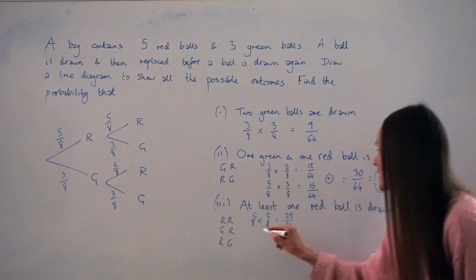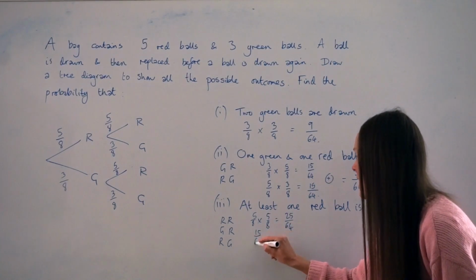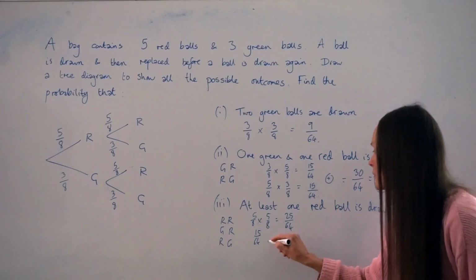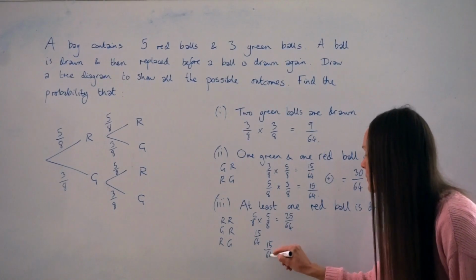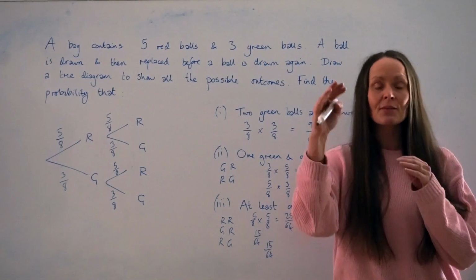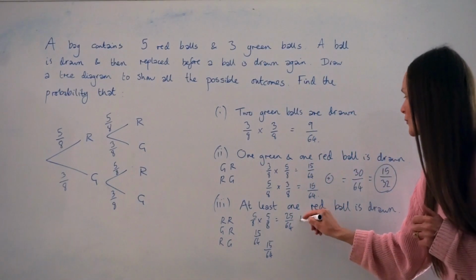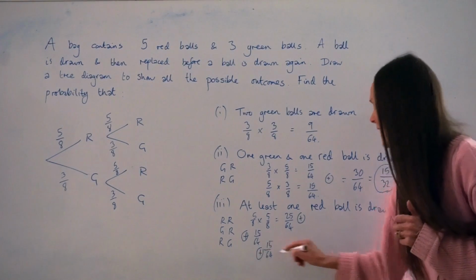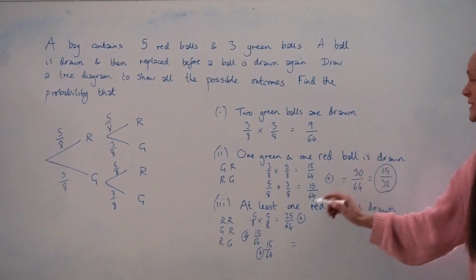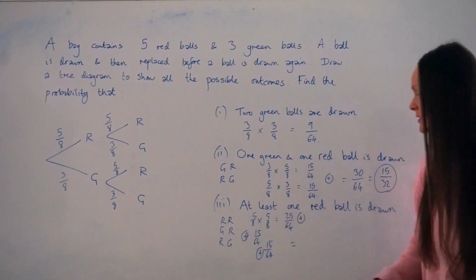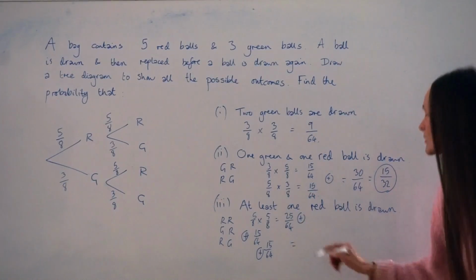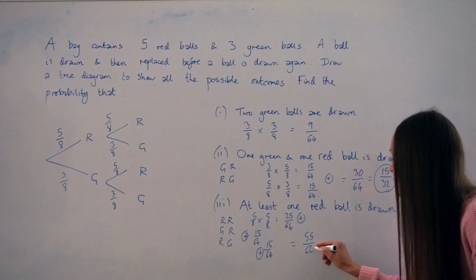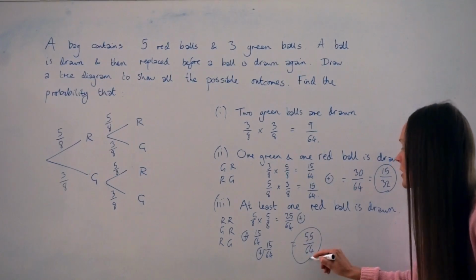It was 15 out of 64. And we also did a red then a green, it was here, 15 out of 64. Remember what I said before, whenever you're considering different scenarios like this, you have to remember to add those three probabilities together. So if you have 25 out of 64 plus 15 out of 64 plus another 15 out of 64, you get 55 out of 64. So that's the answer to the last one.